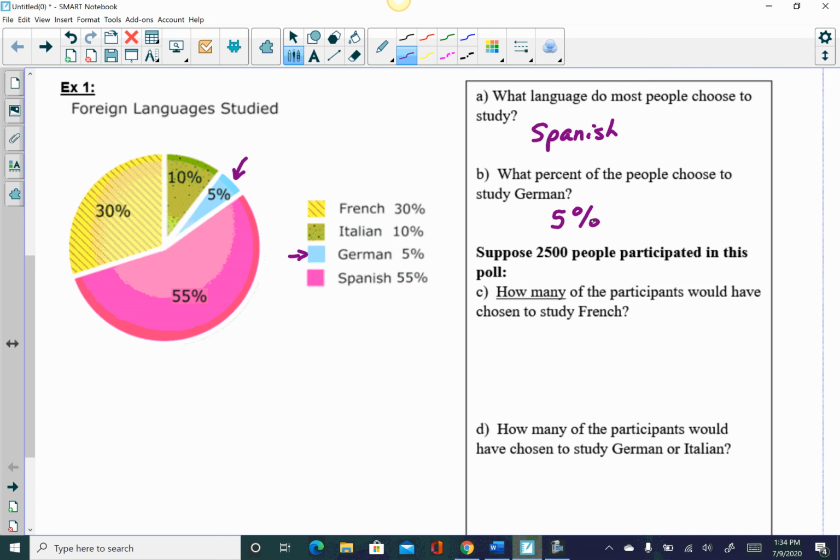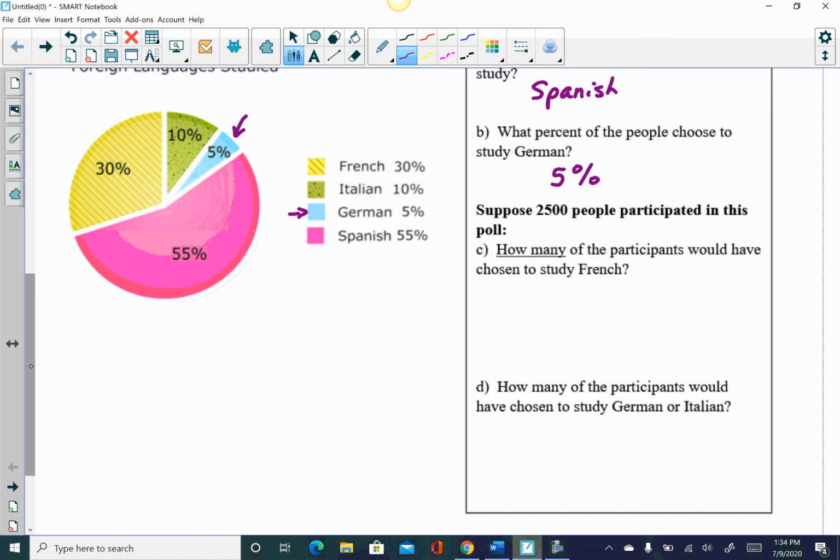Now for the last two parts of this question, it says suppose 2,500 people participated in this particular poll. Part C then wants to know how many of those participants would have chosen to study French. This is where we want to utilize one of our formulas from the last unit. Part equals percent times whole. We know the percent that chose to study French is 30%, so we put that in as a decimal. The 2,500 people that participated in the survey represent not the part, but the whole.